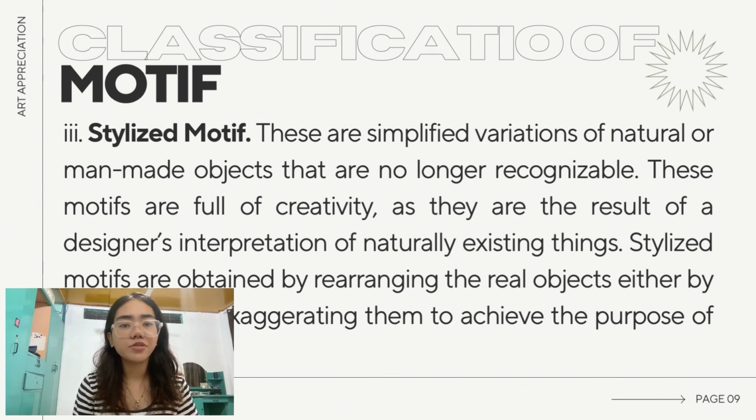The designer may choose to simplify the object by removing small details or exaggerate certain parts to make the design more interesting or eye-catching. For example, a flower may be drawn with bold shapes and bright colors that do not look exactly like a real flower but still give the impression of one. Stylized motifs allow more freedom in design because they are not limited to copying real things exactly. Instead, they focus on artistic interpretation and creativity, making them popular in both traditional and modern textile designs.